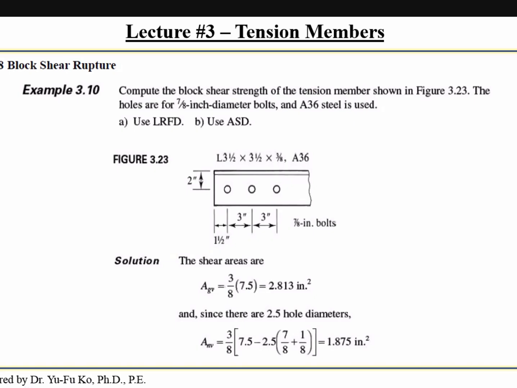So if this is a tension member, the block shear will happen like this. This piece will be torn out if you have a tension force like this. So this is the area we need to focus on to calculate our block shear.